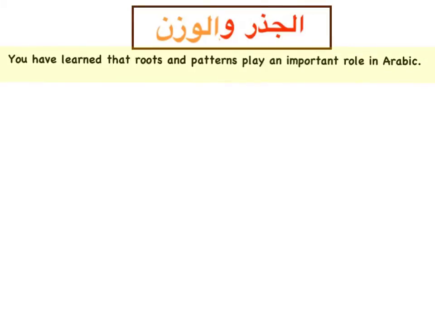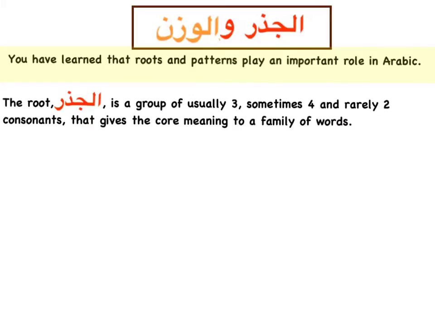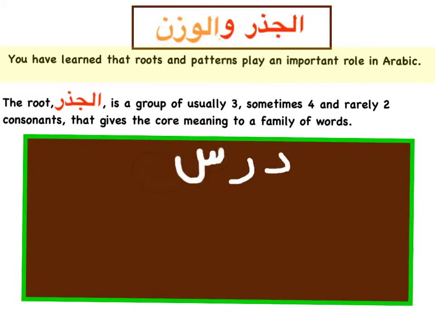الجذر والوزن, roots and patterns. You have learned that roots and patterns play an important role in Arabic. The root, الجذر, is a group of usually 3, sometimes 4, and rarely 2 consonants that gives the core meaning to a family of words. For the 3 consonant root, we have an example, dal, ra, sin, and I'm going to give you 2 examples of words related to the same root.